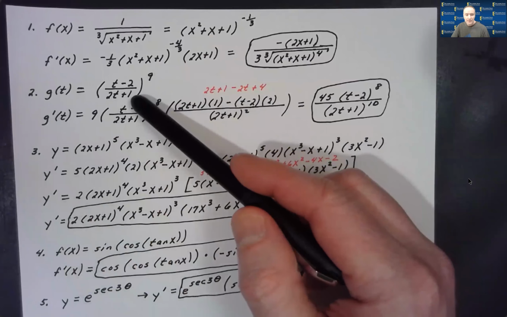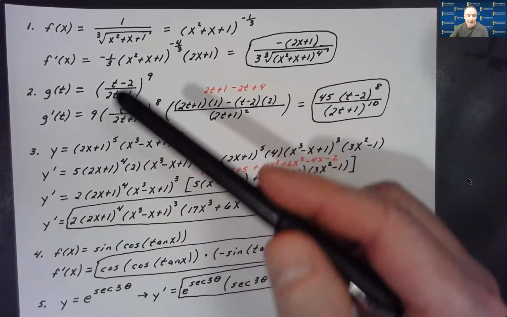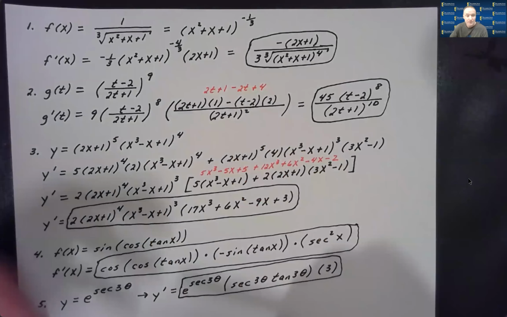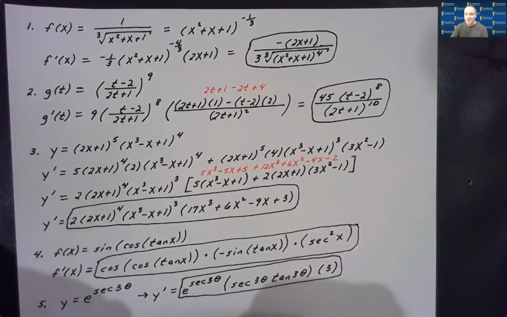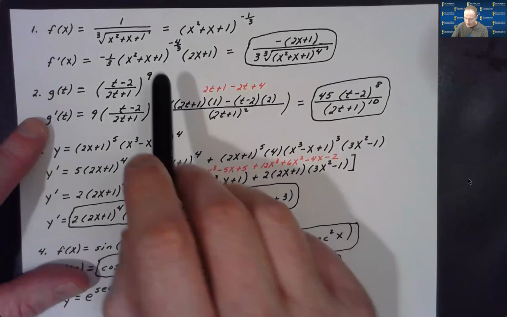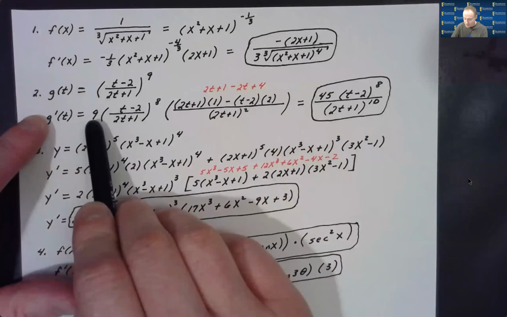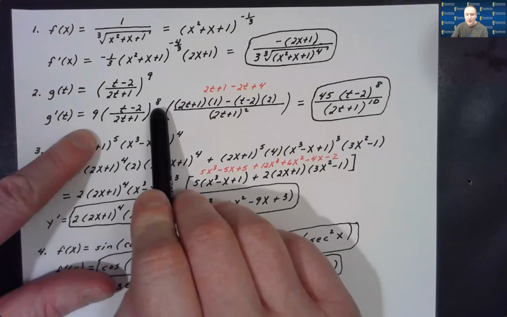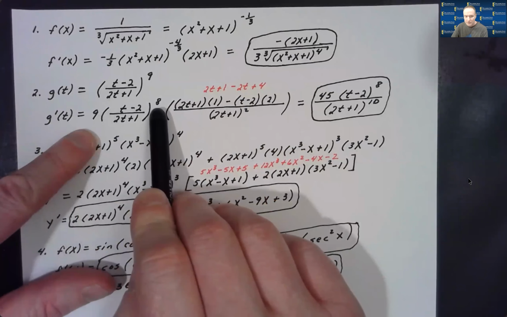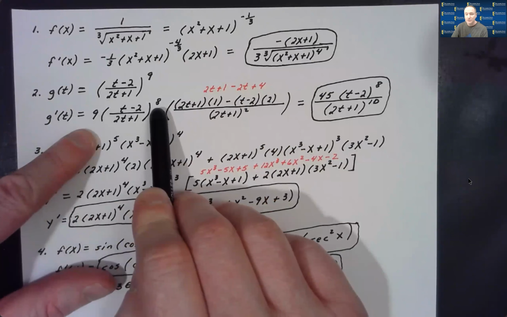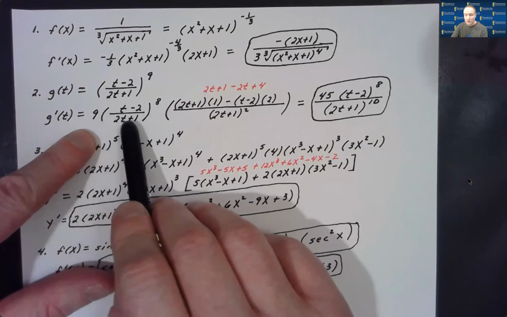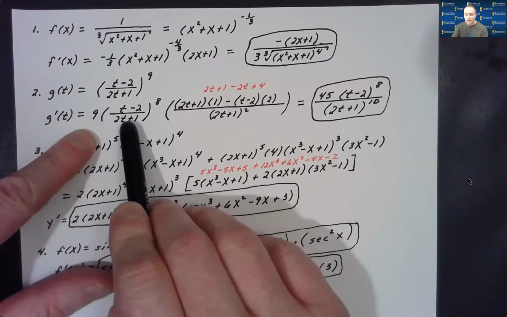You have t minus 2 over 2t plus 1 raised to the 9th power. So when I'm looking at that, I can say, well, all right, again, I have to take the derivative of the outside. Derivative of the outside, power rule. 9 comes down in front times the group to the 8th power. And then I can say, okay, once I do that, then I have to say the derivative of the inside. This time, the derivative of the inside can only be taken if you use the quotient rule.